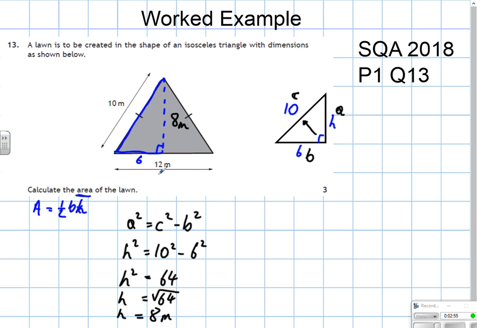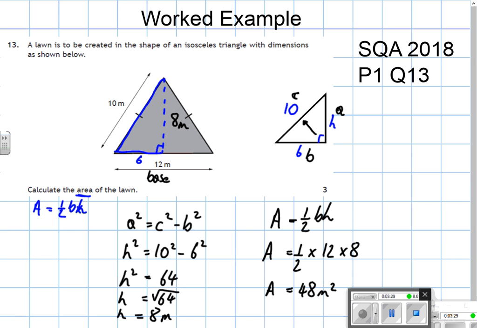The base of the triangle is this distance here, the 12. So I can now use my area formula. A is equal to a half base times height, and I'm carefully substituting the correct values. So I've got a half times the base of the whole triangle, which is 12, times the height of the triangle, which is 8. And when I work that out, I end up with 48 square meters.